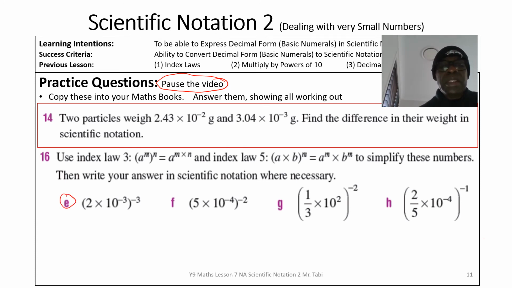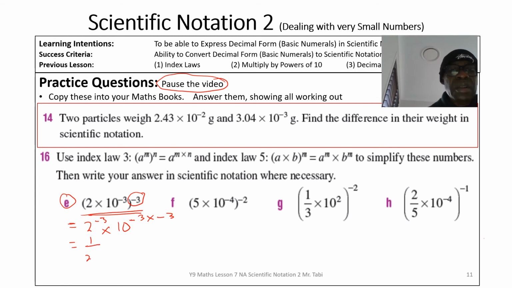Right, let's focus on this question here. Maybe I can do that practice for you to see. We need to apply the index laws to this. So this will become 2 to the power minus 3 because this power will distribute across everything inside here, times 10 to the power minus 3 times minus 3. Be very careful with this. Now, 2 to the power minus 3 is the same as 1 over 2 to the power of 3, times minus 3 times minus 3 will give you positive 9. That's 1 over 8, since 2 to the power 3 is 8, times 10 to the power of 9.